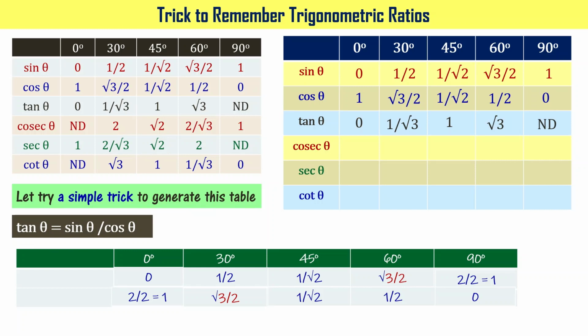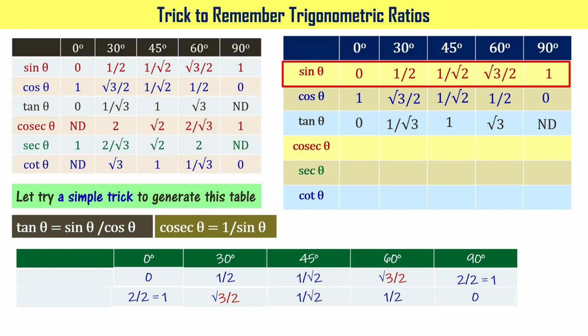Let's go to cosec theta. Cosec theta can be written as 1 by sin theta, right? It means cosec 0 degrees is 1 by sin 0 degrees, that is 1 by 0. Hence it is not defined. Cosec 30 degrees is 2. Cosec 45 degrees is root 2. Cosec 60 degrees is 2 by root 3. And cosec 90 degrees is 1, right?